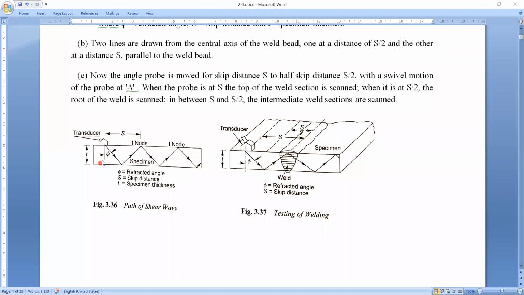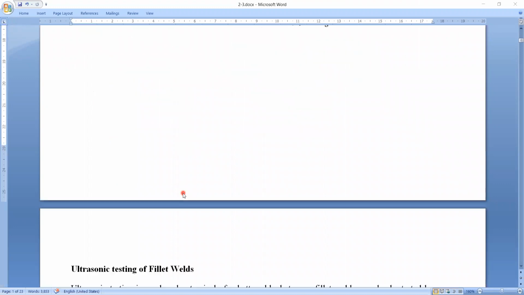See this, this is the path of the shear wave, how the shear wave is moves inside the plate. These skip lines and half skip lines are the reference lines to cover the total weldment.